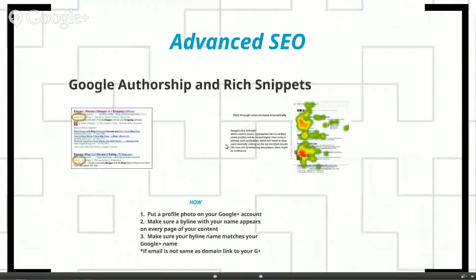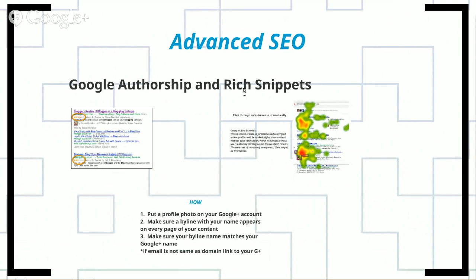Okay, so Google authorship and rich snippets. What we're talking about here is the schema.org semantic markup.